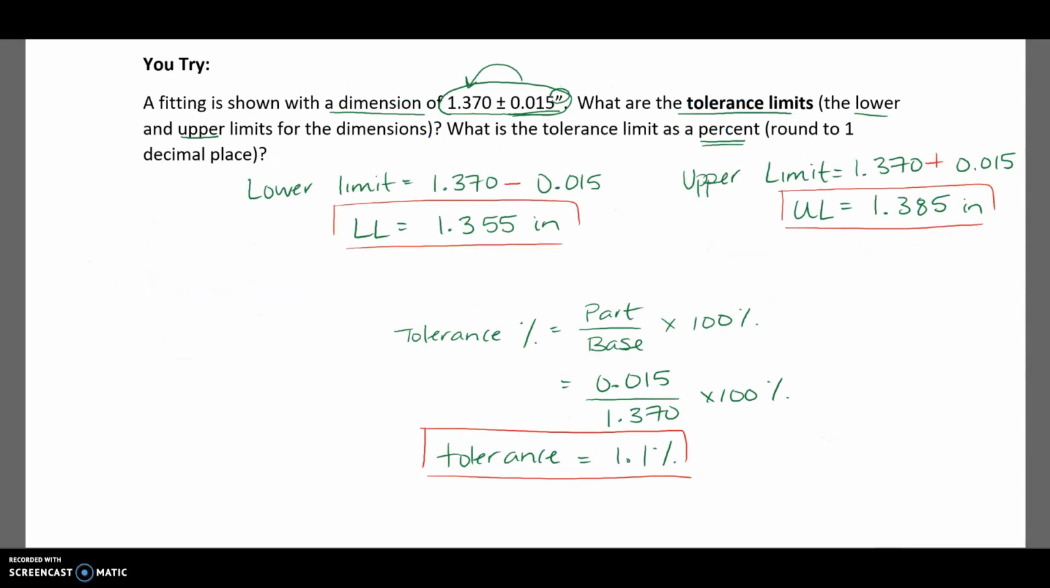Take a look and see how you did. To find the upper and lower limits, we're simply taking the dimension and, for the lower limit, subtracting the tolerance value for 1.355 inches. For the upper limit, we add that tolerance value, so the upper limit is 1.385 inches. To find the tolerance as a percent, remember that percent is the part divided by the base times 100. Here the part, or the portion, is the tolerance in inches, 0.015, and the base is the original dimension, 1.370. So the tolerance as a percent is 1.1%.